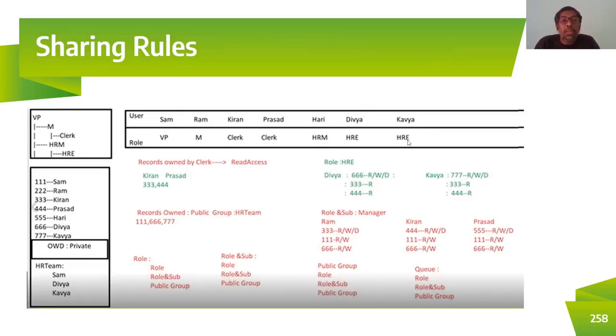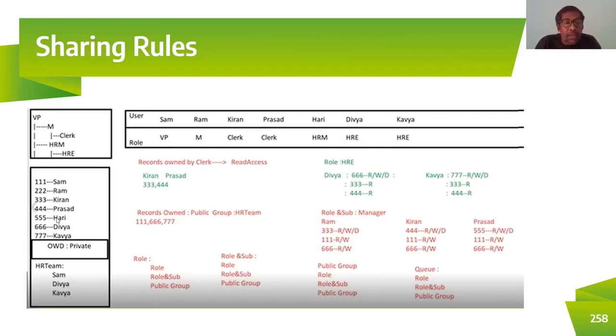Now, who owns the records owned by the clerk? Kiran and Prasad are the clerks here, and they have the records 333 and 444. Now we have records 111, 222, 333, 444, 555, 666, 777. All the records and their pertaining owners have been displayed here.